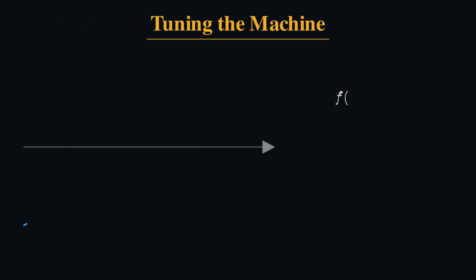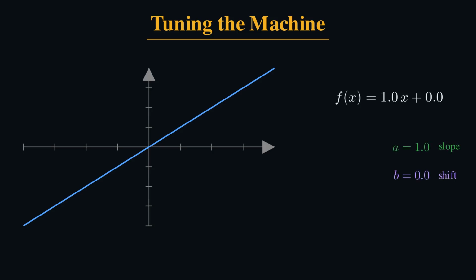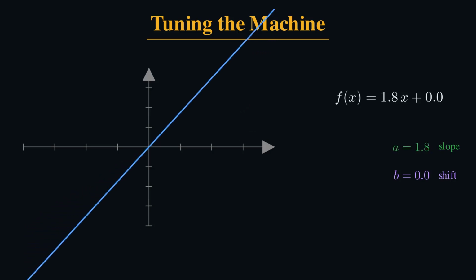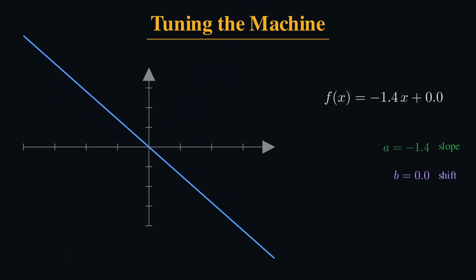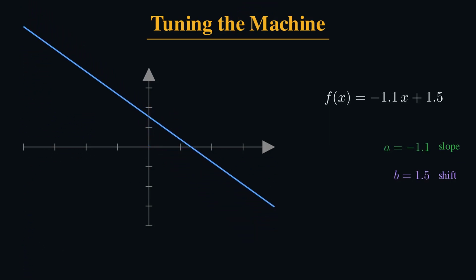Here is the idea that makes machine learning possible. Most functions have dials, called parameters. Take the straight line, f of x equals a x plus b. The a controls the slope, and b shifts it up or down. Watch what happens as we turn the dials. The very same machine becomes a whole family of different lines.